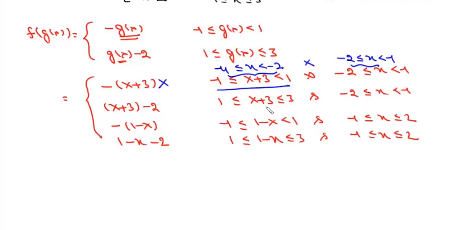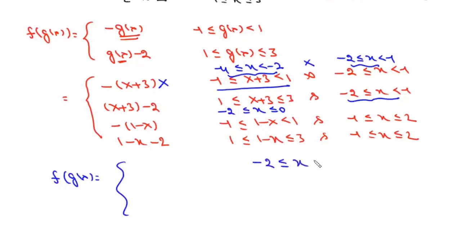Now if we take this third one, then it will be minus 2 and then x will be 0, and here it is minus 2 and minus 1. So in this case we have a common interval between minus 2 and minus 1. So now we write f of g(x), and the first interval where it is defined is between minus 2 and minus 1, and here this definition is simply x plus 1.